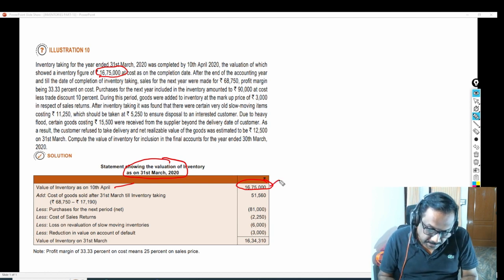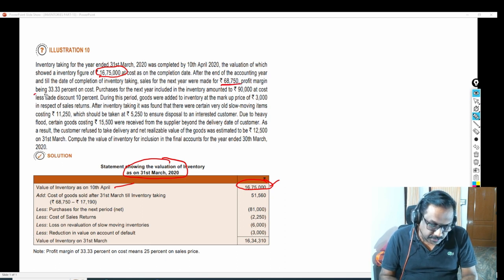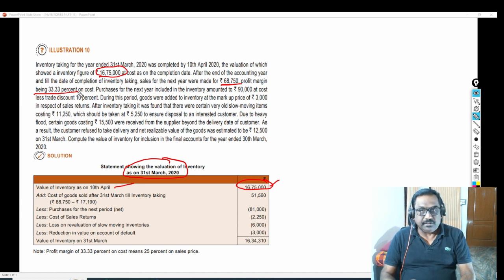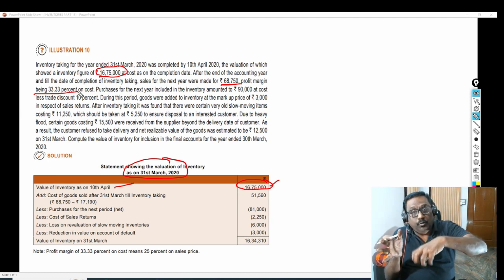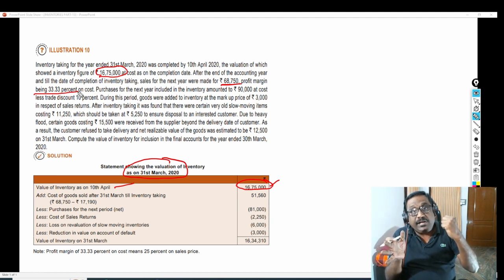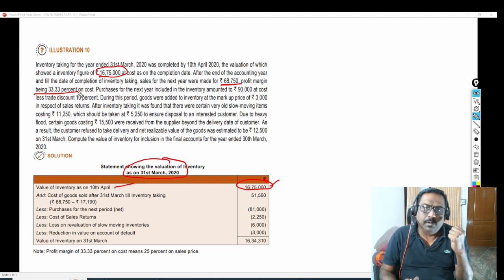Next, what happened? After the end of the accounting year, until the date of completion of inventory taking, sales for the next year were made at 68,750, profit margin being 33.33% on the cost. So these are sales made during this period, 31st March to 10th April. Whatever goods we sold, these goods would have been there in our inventory on 31st March. Because after 31st March we sold, right? So they were there in the 31st March closing stock.